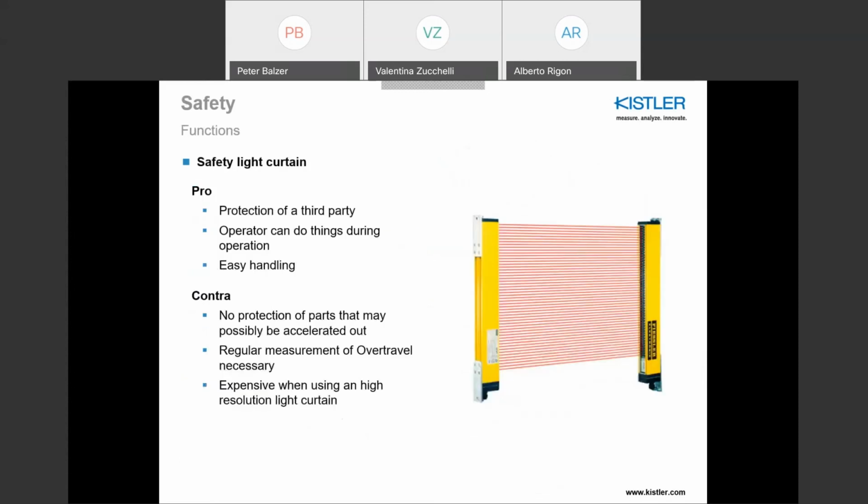Let's start with the most commonly used one, the so-called safety light curtain. I think everyone saw this already. So we have a protection of third party. Operator can do things during operation, and of course the handling is quite easy. The disadvantages are no protection of parts that may possibly accelerate out, in some joining processes, that's the case. Regular measurement of over travel is necessary, normally 1 time a year, and it's expensive when using a high resolution light curtain.